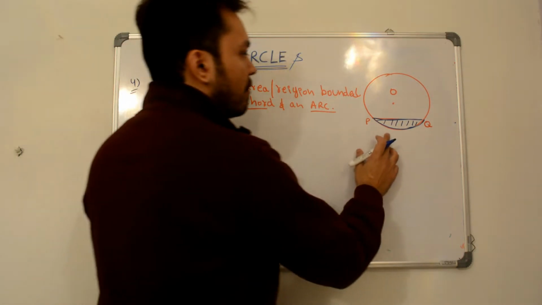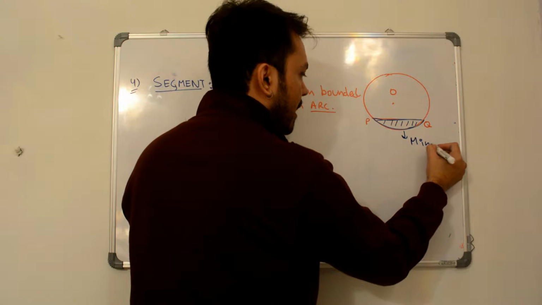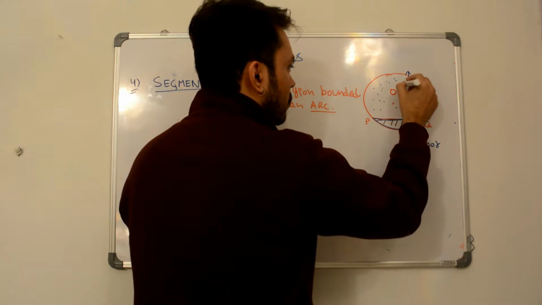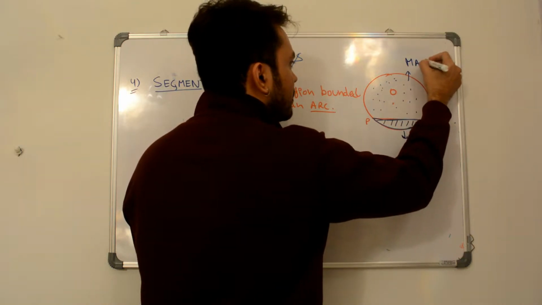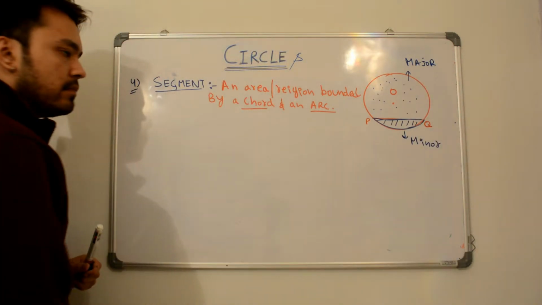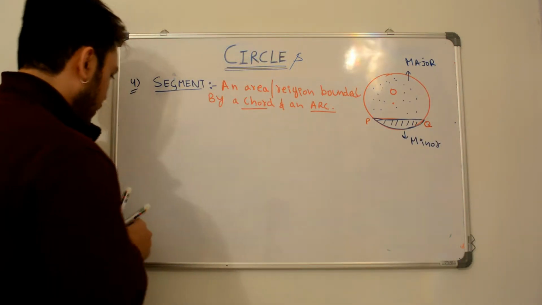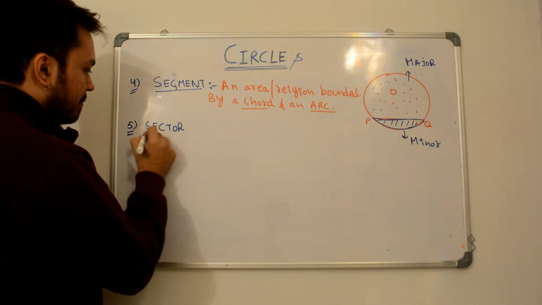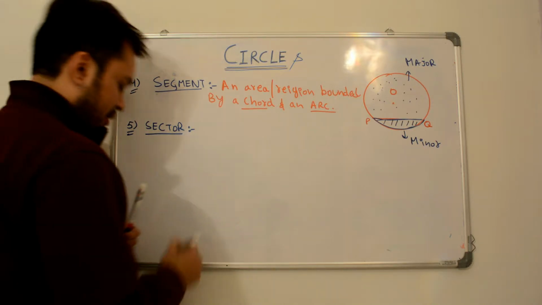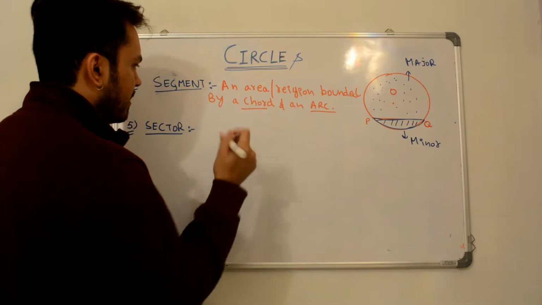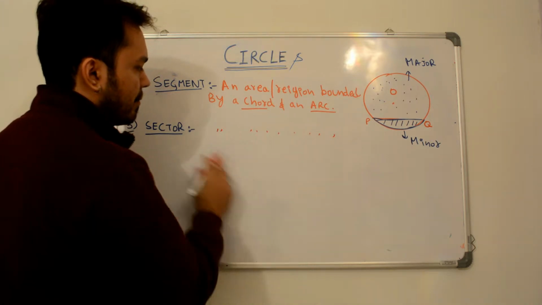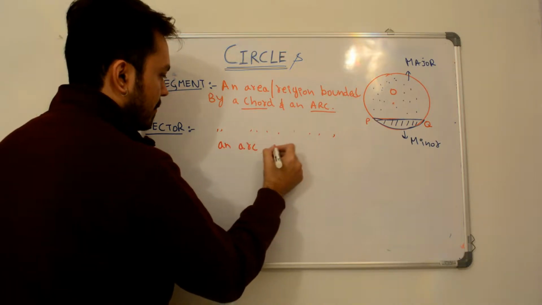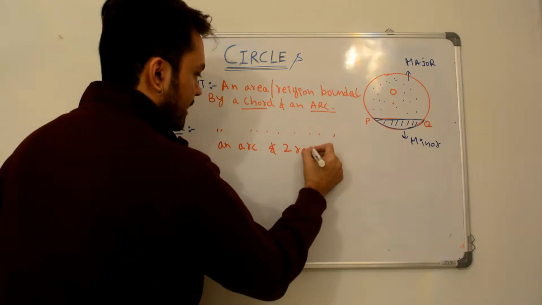But again, there are two types. One is what? The minor segment, and this bigger one which I am shading with dots, this one will be known as the major segment, right? Moving further, the fifth thing that we need to define is what is a sector. So a sector is again an area or a region bounded by what? An arc and two radii.